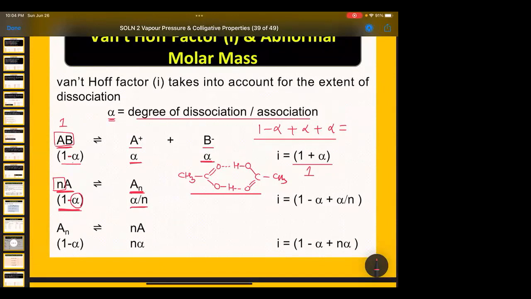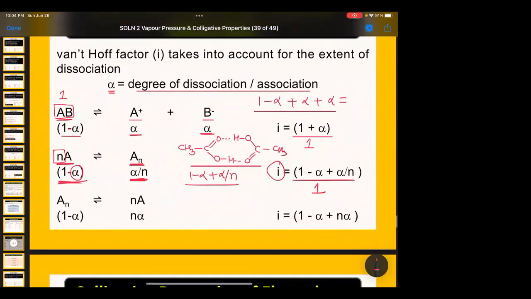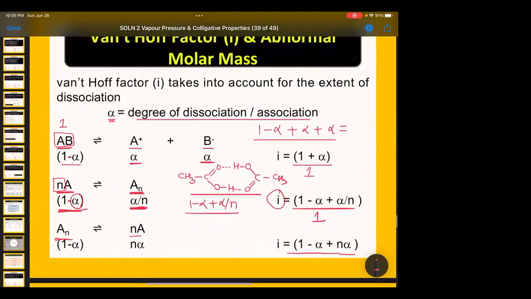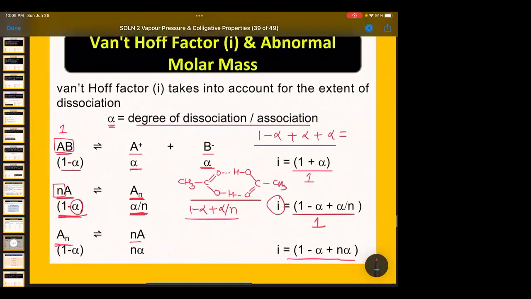If n molecules are joining together, and alpha is undergoing association, it will be alpha by n. So the observed number of particles will be 1 minus alpha plus the associated particles alpha by n, upon the original formula units which you put, that is 1. So this is the value of i. i gives you the total number of particles divided by the original number of particles. And if there is dissociation, it is going to be the other formula. So I hope you can calculate alpha.